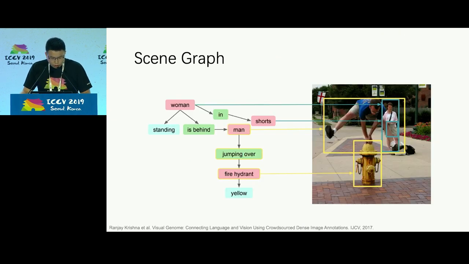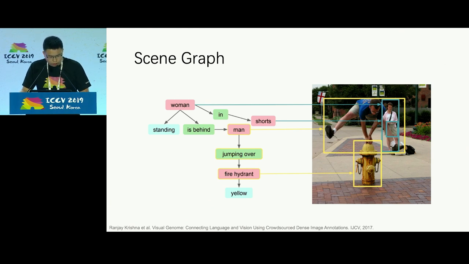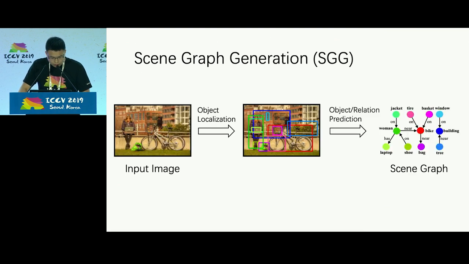Scene graph is a visually grounded knowledge for an image, as shown on the left side. Each red node in the scene graph represents an object, and the green nodes are visual relations between corresponding object pairs. The task of scene graph generation aims to generate a scene graph when given an input image. The mainstream solutions have two steps. The first step is object localization, and the second step is object and relation prediction.